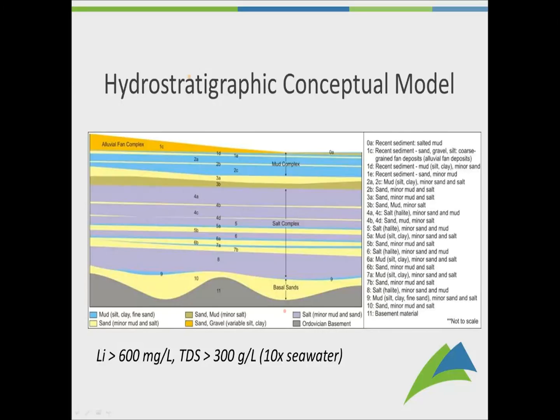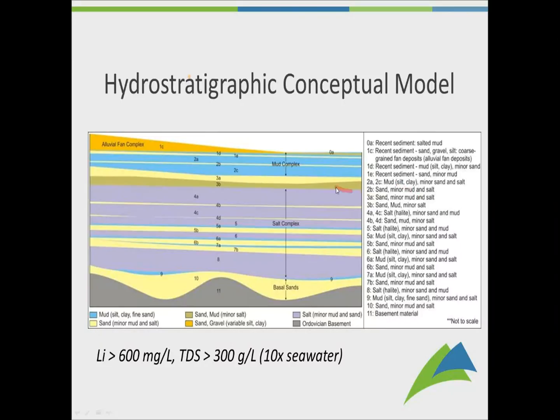A key feature of this conceptual model is this laterally significant mud complex shown here near the surface in blue. This underlies the alluvial fan complex. Groundwater above this mud tends to be very low in total dissolved solids and in lithium. It reflects the shallow flow system that I talked about, where rainfall comes from the mountains and recharges in the top of the salar.